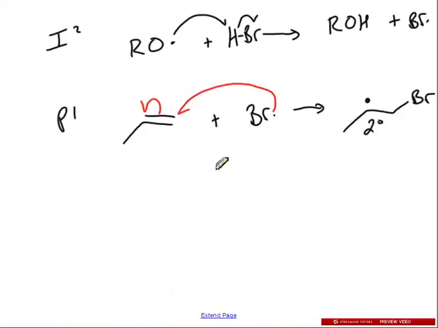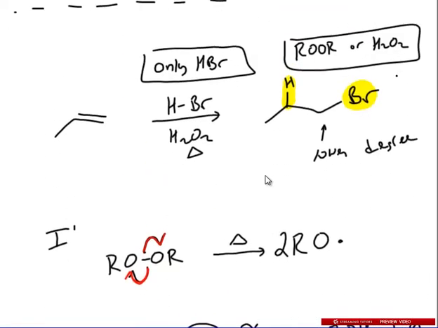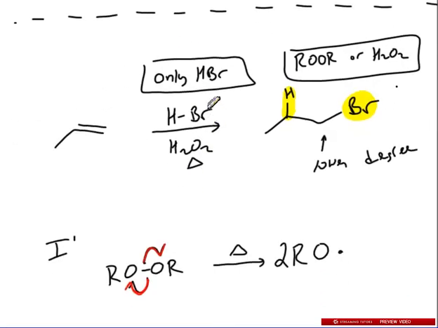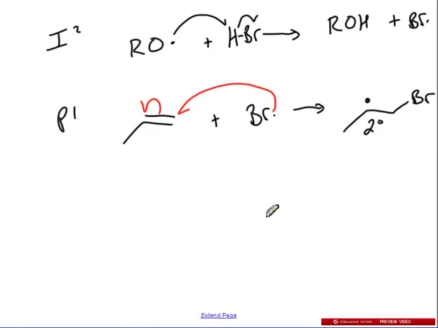It's because it's a radical process, and instead of H coming in first, like up above, Br is coming in first, so it goes to the lower degree. See that? Okay, hopefully that's clear.